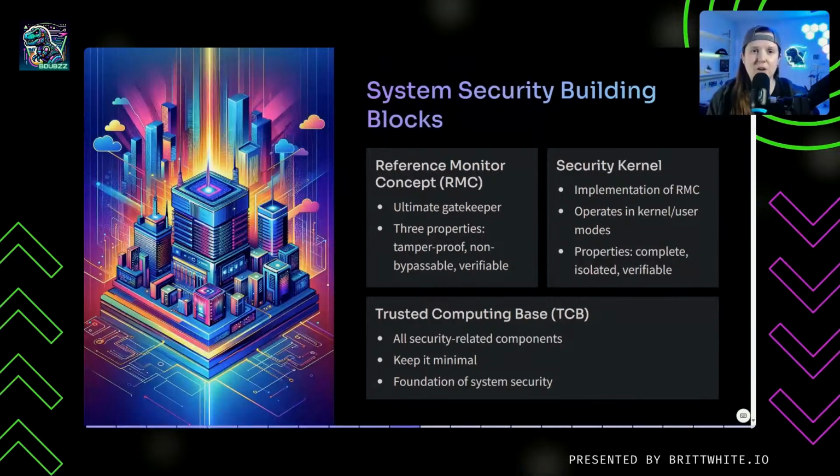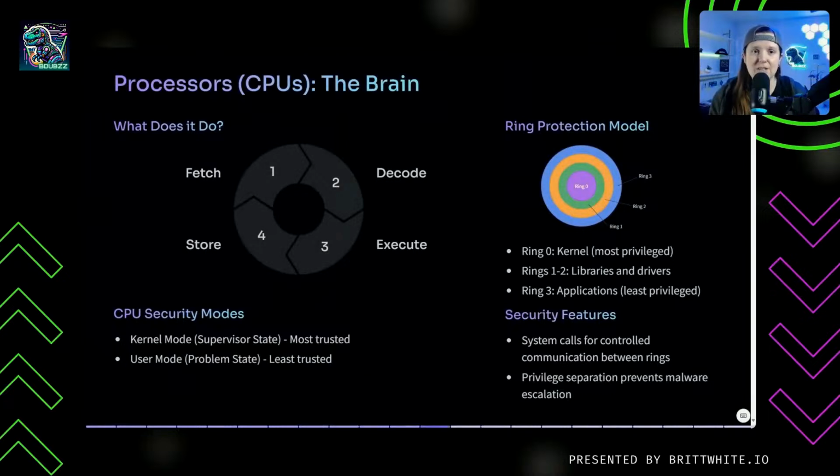Now let's zoom into the hardware, starting with the CPU. The CPU isn't just the system's brain, it's also a security enforcer. Think of it as a building with different security levels. Here's how it maintains security. Let's start with what it does. The CPU runs a loop, fetching an instruction, decoding it, executing it, and storing the result. But its crucial security role is deciding who actually gets to do what.